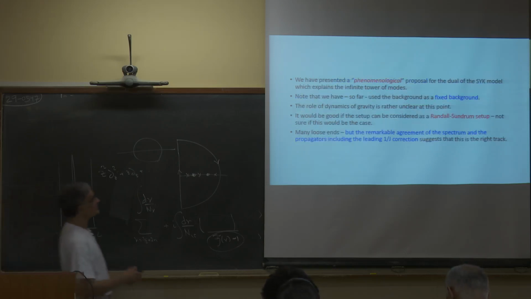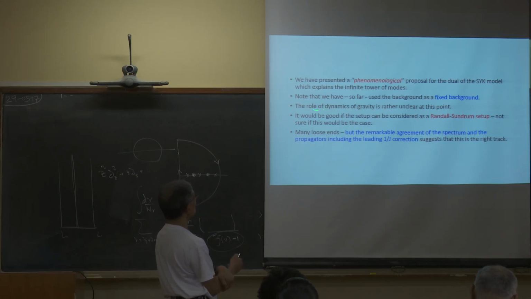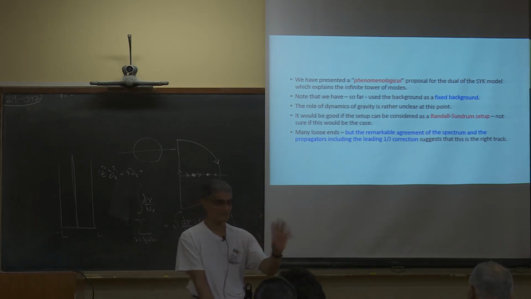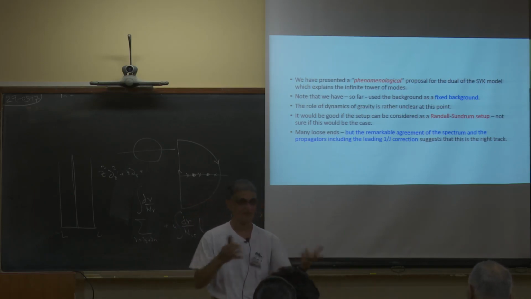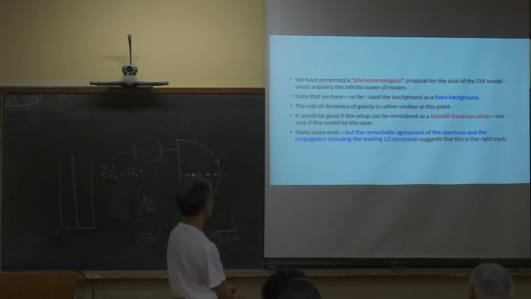So in summary, we have presented a phenomenological proposal for the dual of the SYK model. I'd like to emphasize that what we have so far uses the background as a fixed background. I didn't talk very much about what the gravity sector is. To my mind, it's a bit unclear, because after all it is that 0 mode which should become the gravity. So I'm a little bit confused about whether there is a double counting there or not.